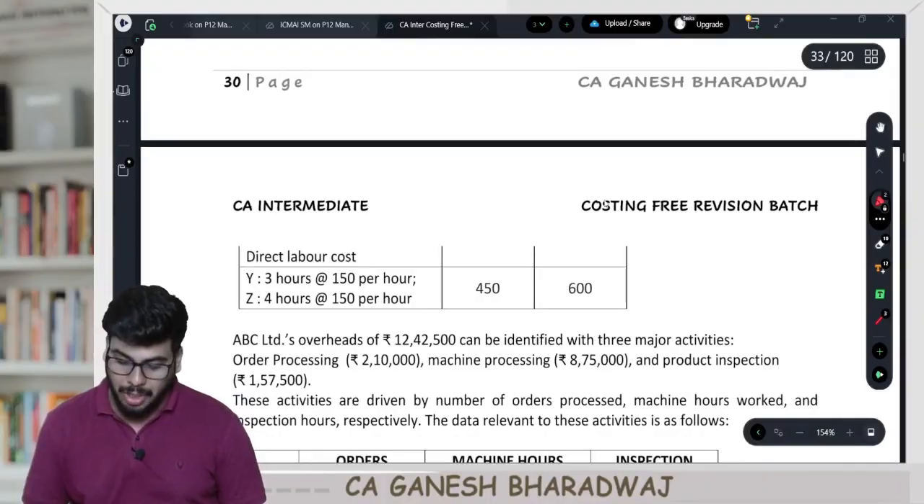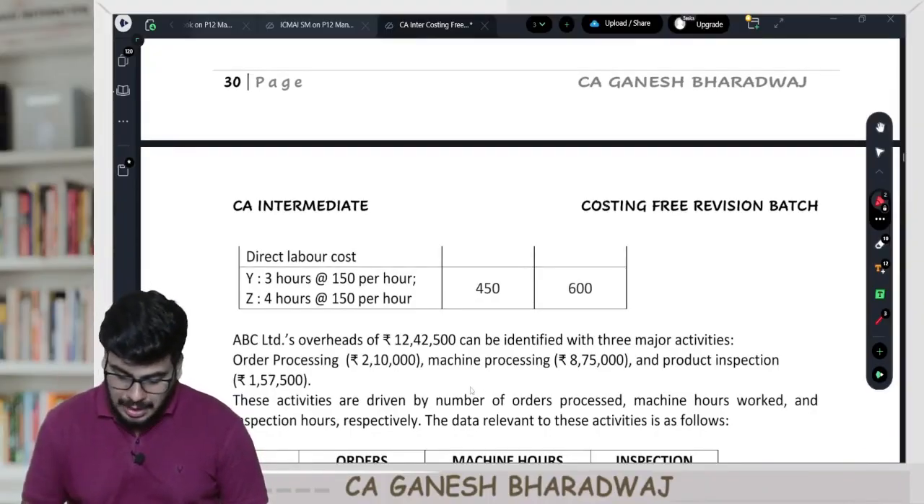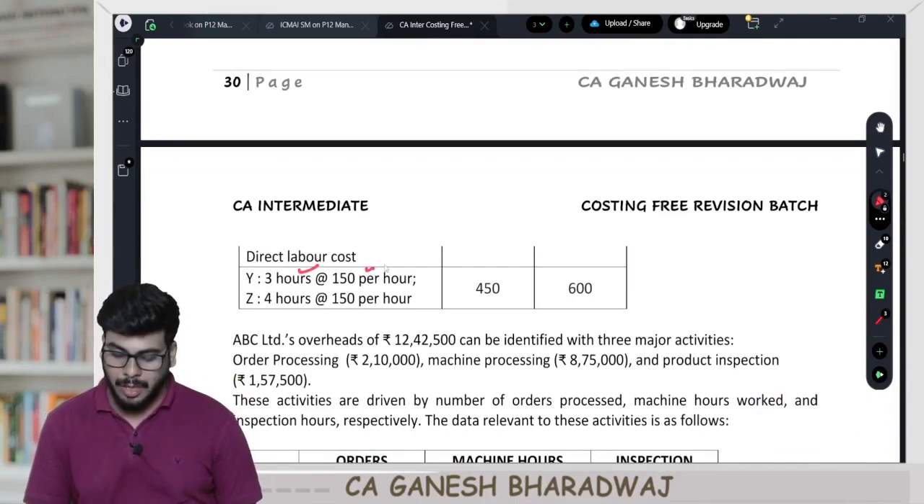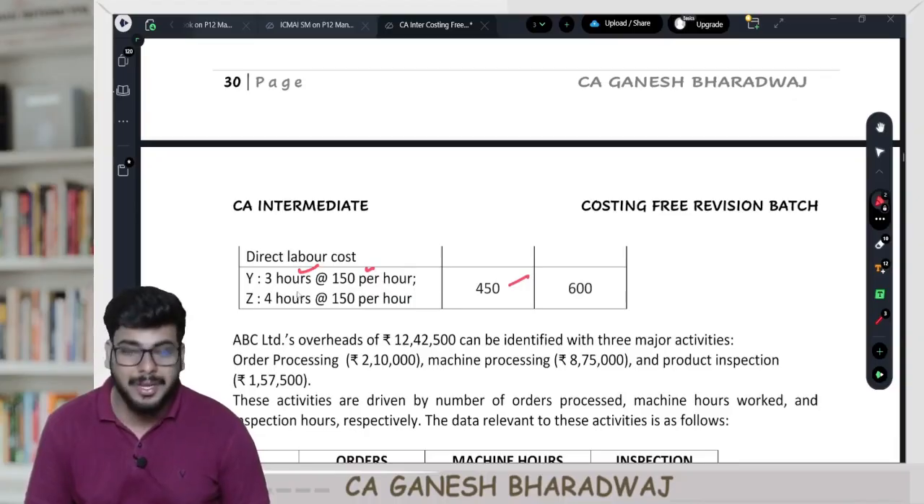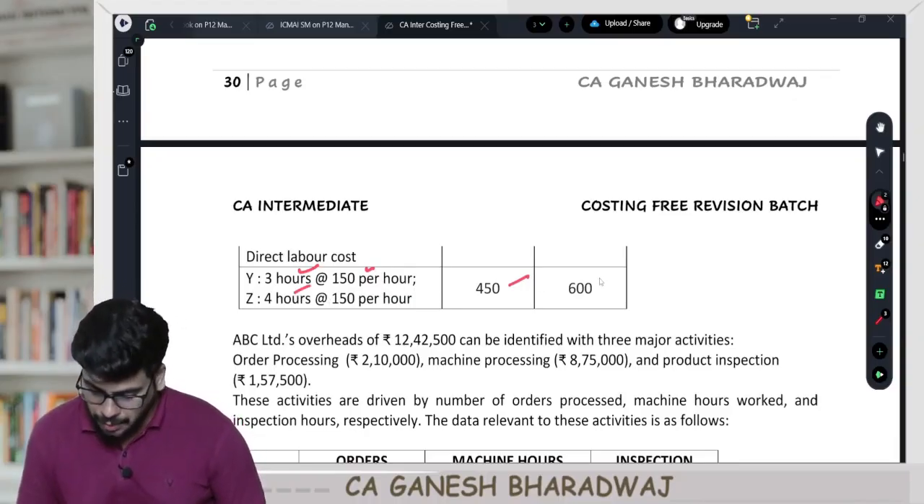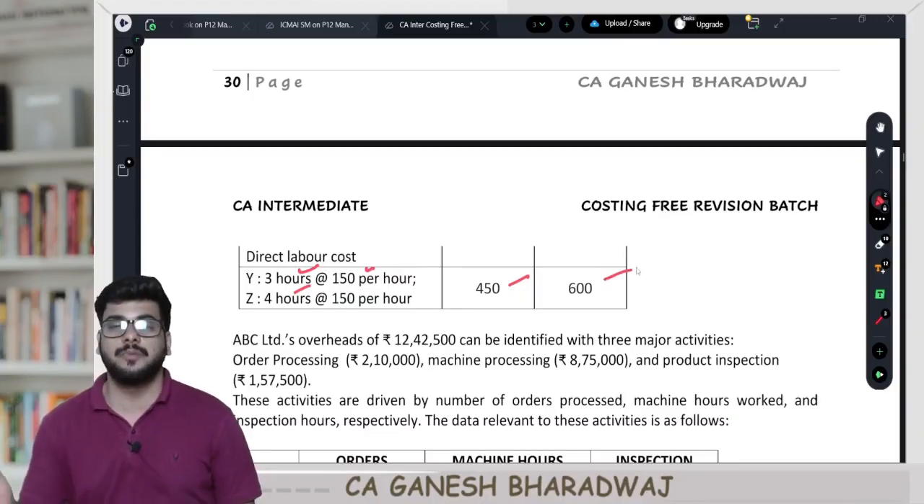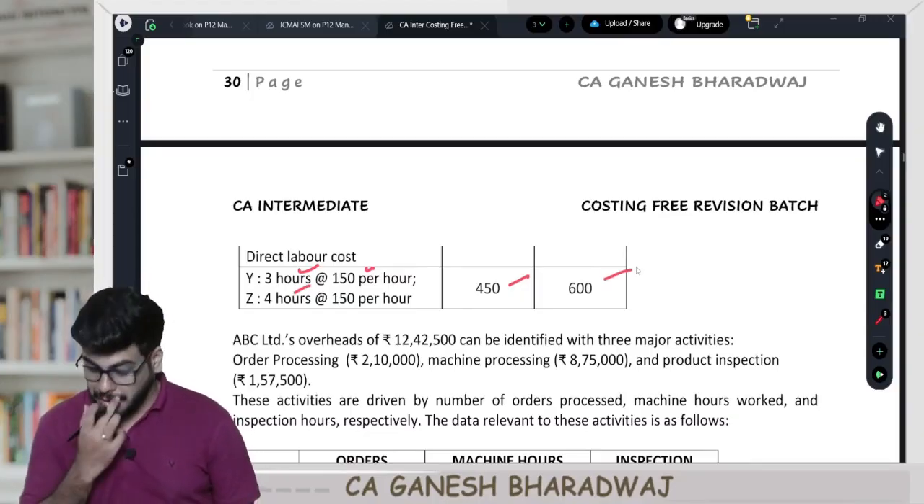The direct labor costs. So every unit of Y takes 3 hours to complete, and every hour is paid at the rate of 150. So it's going to be 450 rupees. And every unit of Z takes 4 hours. And every hour is paid at an hourly rate of 150. So 4 into 150, 600 rupees is the labor cost per unit of Z.